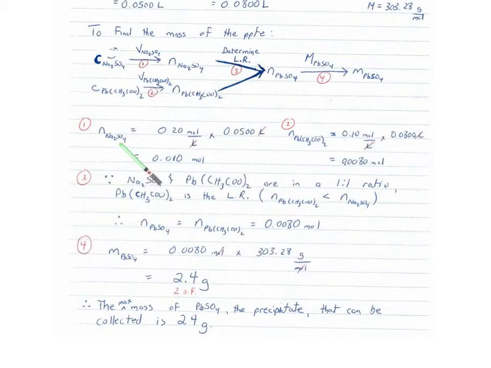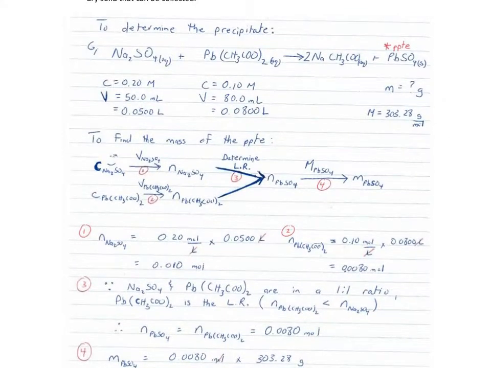Number one is laid out here. I want to find the number of moles of Na2SO4, set things up so my units cancel out, and we get this. I do the same thing for number two, finding the number of moles of the lead(II) acetate, and we get this. To determine the limiting reagent, in this case, it's relatively easy. If we take a look at the balanced chemical equation, for every 1 mole of Na2SO4, we need 1 mole of the lead(II) acetate. Since those two are in a 1-to-1 ratio, the lead acetate is the limiting reagent, quite simply because there are fewer moles of it than there are of the Na2SO4.